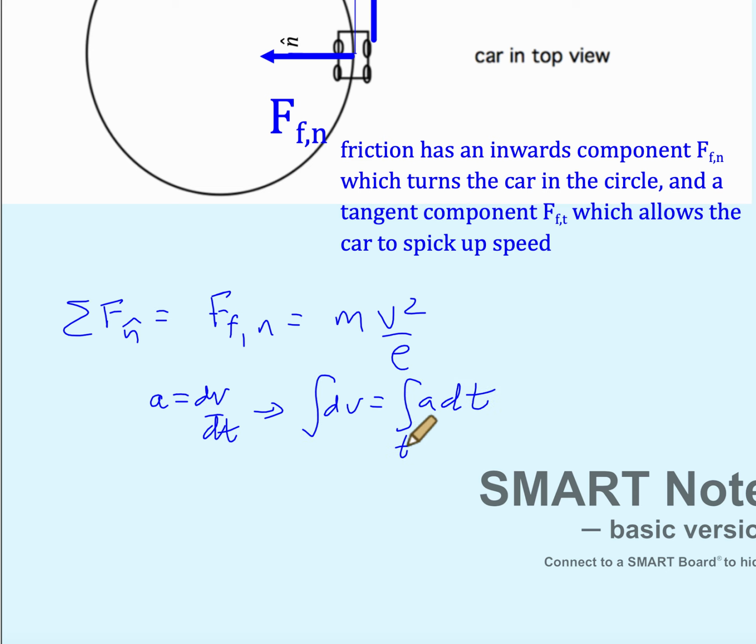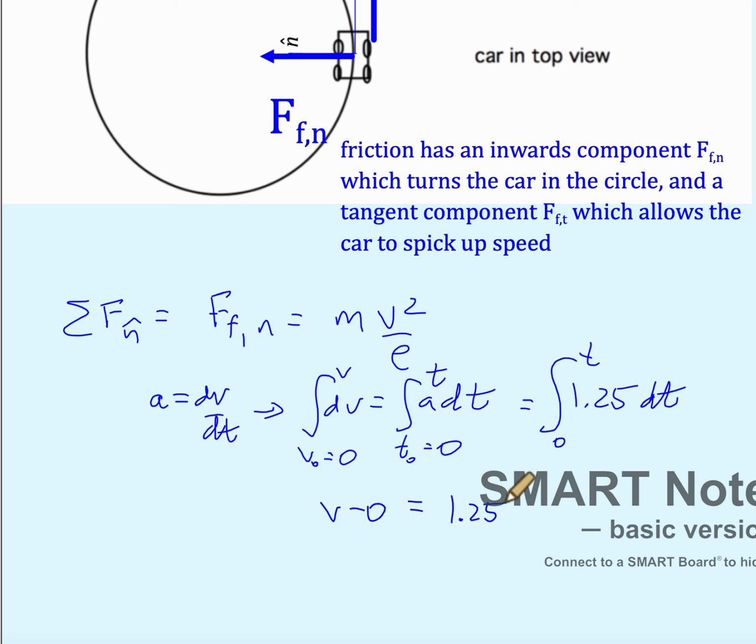At our initial time of 0, our initial speed is 0. This is a time integral. This is a velocity integral. Our acceleration, though, is just a constant value. So the integral is very straightforward. On the left-hand side, the integral of dv is v. Putting in the limits, you get v minus 0. And then on the right-hand side, you just get 1.25 t.